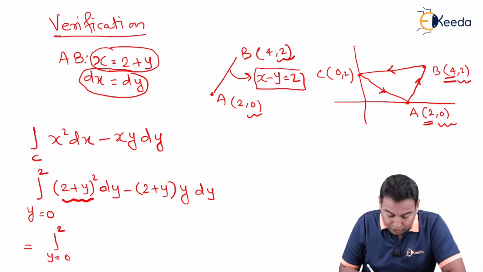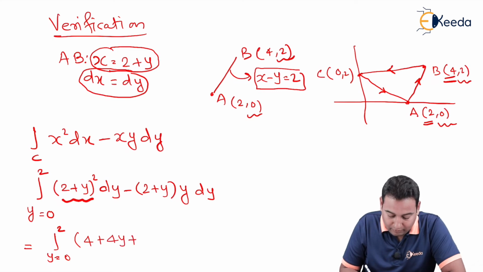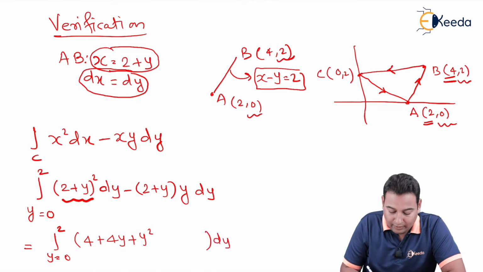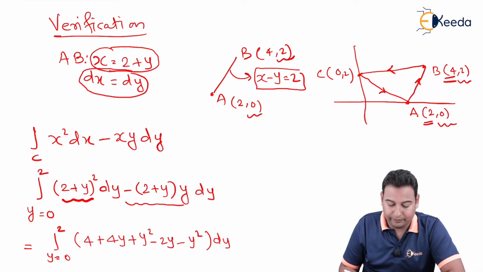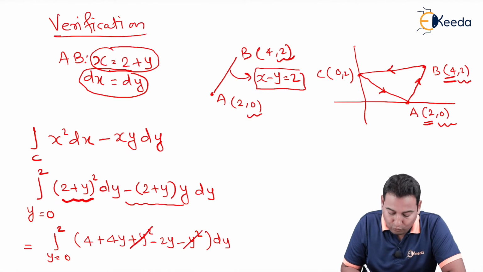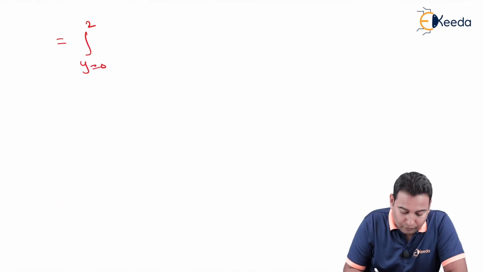This is actually (a plus b) the whole square: a square plus twice ab plus b square. Let me take dy outside and open this. This y is actually minus 2y minus y square. Y square will be cancelled. 4y minus 2y will be left with 2y, and this 4, which is equal to y equal to 0 to 2, 2y plus 4 bracket close dy.